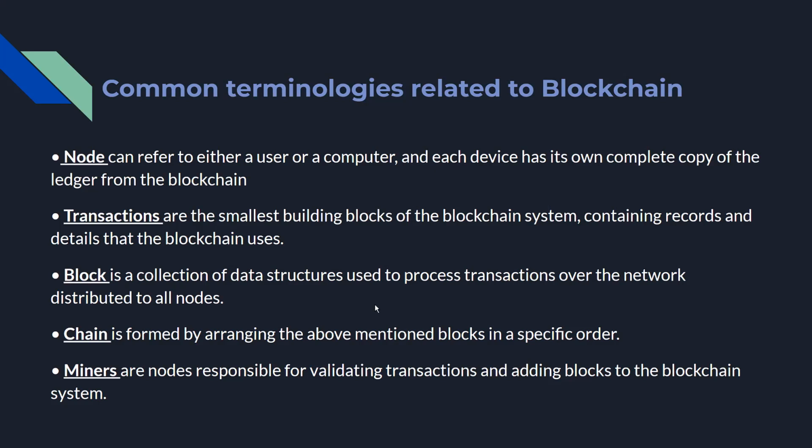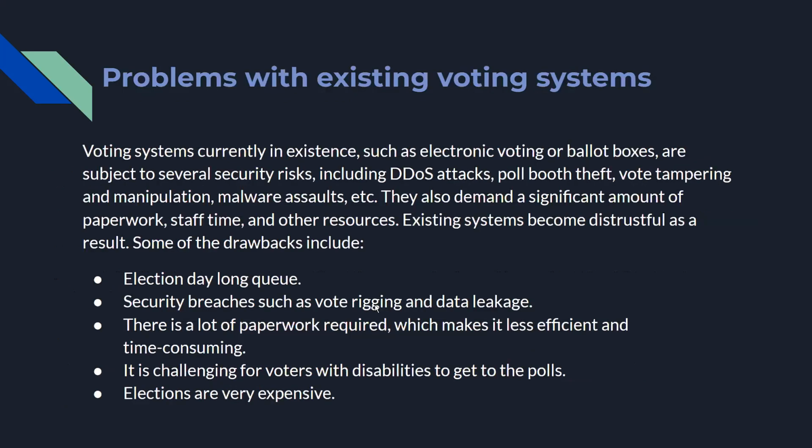Now, why do we actually need this system? What are the current problems being faced by the classical voting system, if you want to call that? So there are several security risks. There are chances of riots. There are chances of identity theft. There are chances of vote tampering.